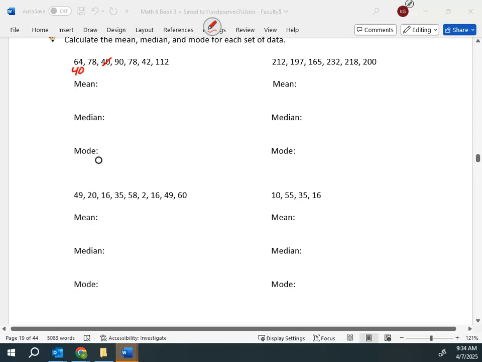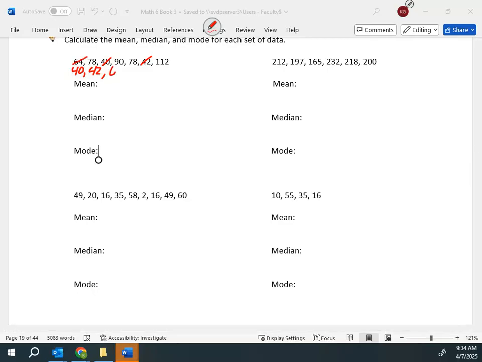40 is my smallest number, and 42, and 64, 78, another 78, a 90, and a 112. I like to go back and double check. I had 1, 2, 3, 4, 5, 6, 7 numbers on top. I rewrote it and got 1, 2, 3, 4, 5, 6, 7 numbers on the bottom. I didn't miss any, I didn't write any too many times. So I know there are 7 numbers there. So that's the first thing I do.